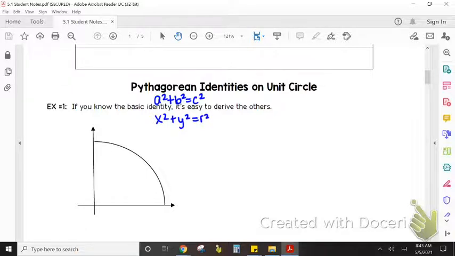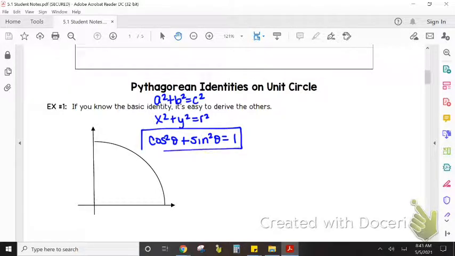Well, on our unit circle, which of our trig functions represents our x's? Remember, that's cosine. So we could say, well, this is cosine squared of theta plus the trig function that represents our y's on our unit circle is sine. So this is sine squared of theta equals, and on our unit circle, our radius, our r, is 1. And so 1 squared is 1. So this is our first Pythagorean identity that you'll put up on that first line up above there.